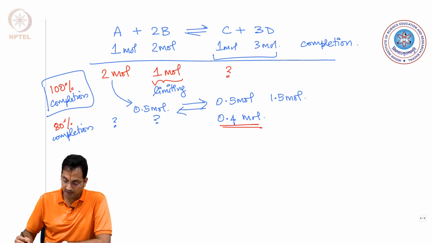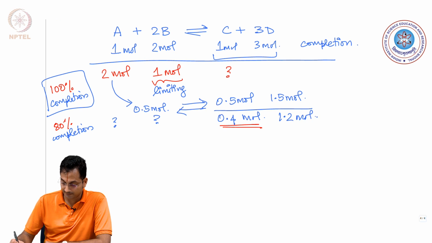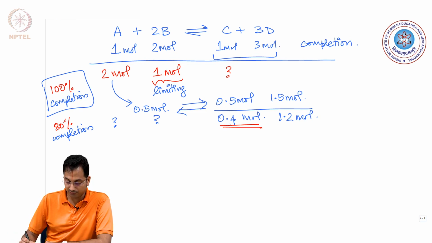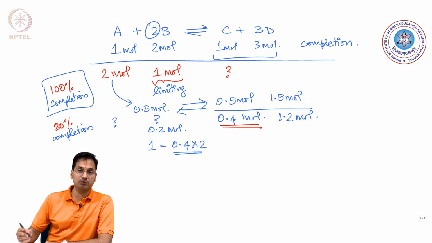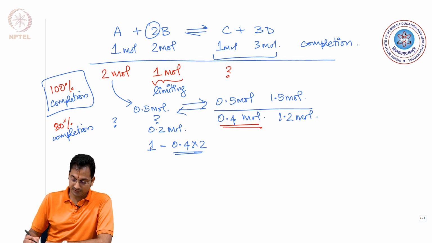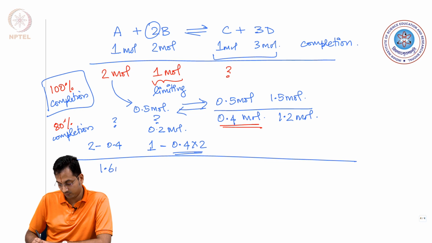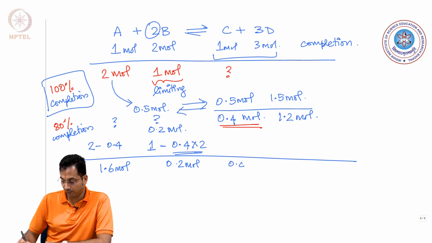In that case, you are able to realize 3 equivalents of D is going to be coming up. So, this is going to be 1.2 moles, and on the other hand, if only 0.4 got used up, you are going to have 0.2 moles of B remaining. How did I calculate this? I calculated this as 1 minus 0.4 times 2. The 2 comes from the fact that you have 2 equivalents of B that is required, and 1 is the initial concentration of B that was provided. And out of the 2 moles that you started with, you are going to end up with 2 minus 0.4. So, you are going to have 1.6 moles of A, 0.2 moles of B remaining with 0.4 moles of C, and 1.2 moles of D being prepared.